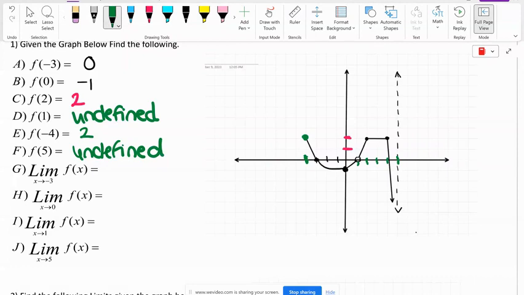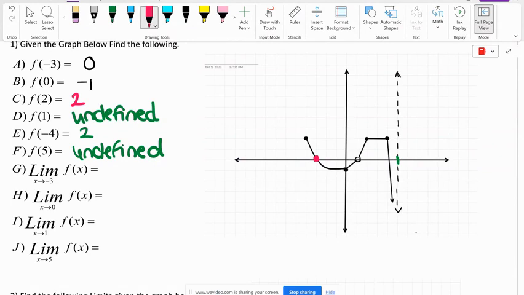Okay, so this was all just plug in for x, tell me what you get for y. But now we're going to talk about the limit. So when we talk about the limit, we're asking what is happening on the left side and on the right side. So when it says, what is the limit as x approaches negative 3? So I'm going to go to where x is negative 3, which is right over here.